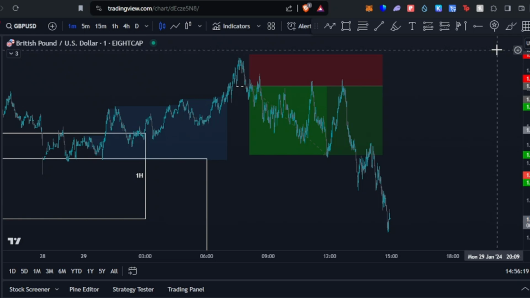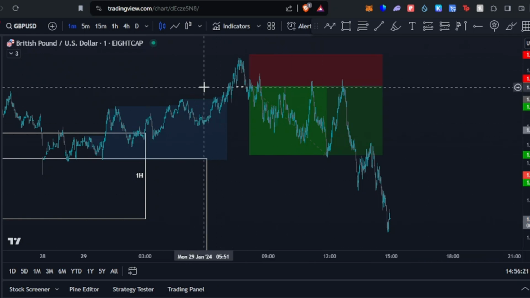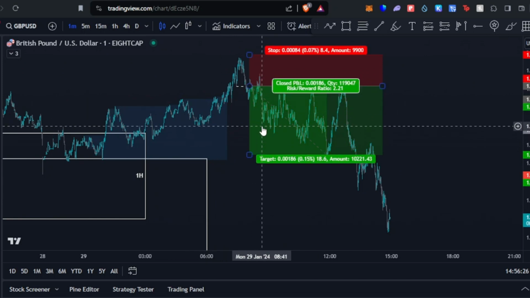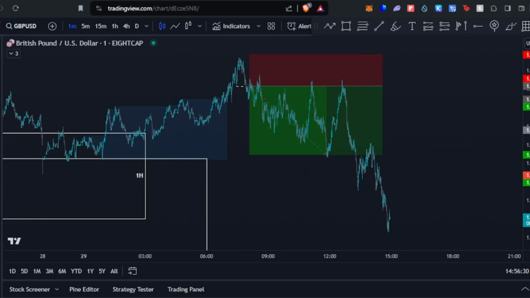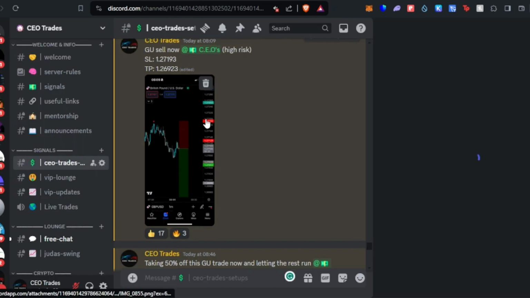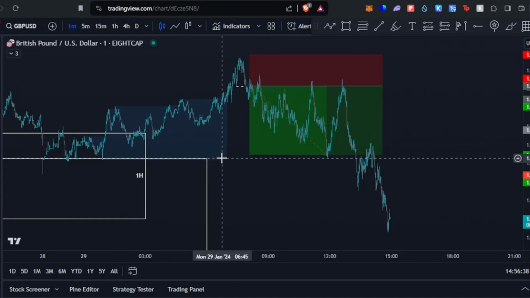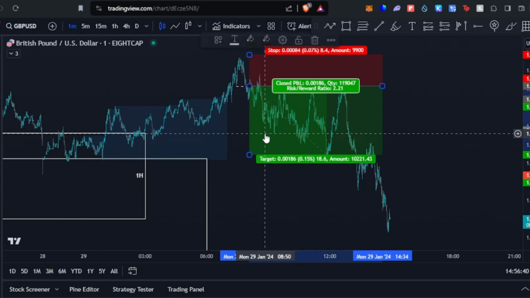Hey guys, so in today's video, I wanted to talk to you about this absolutely beautiful ICT Judas swing trade that netted us a 1 to 2 risk to reward this morning, that not only myself, but also all of the members in the Discord community took with me. And we were able to take this trade down to the Asia lows and net a profitable 1 to 2.